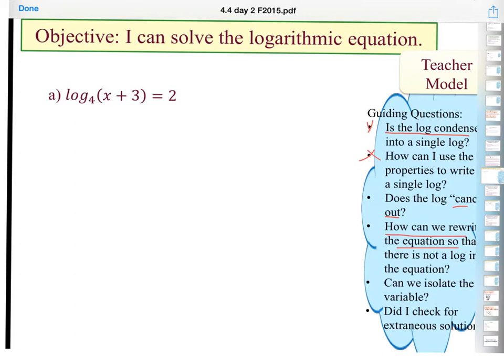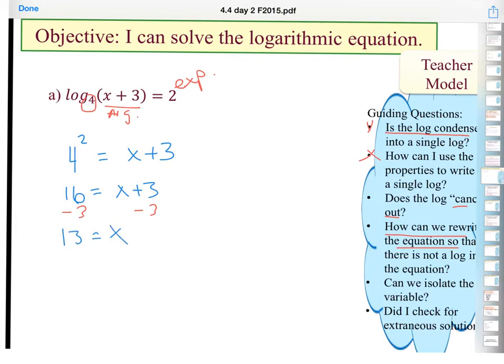Using my properties, I see that our base is 4, the exponent is 2, and that's going to be equal to our argument right here. So I'm going to rewrite this as 4 to the power 2 equals x plus 3. Simplifying that, we know that 4 squared is 16, so 16 equals x plus 3. At that point, we're really just isolating x, so we subtract 3 from both sides of the equation. We get 13 equals x for our solution.